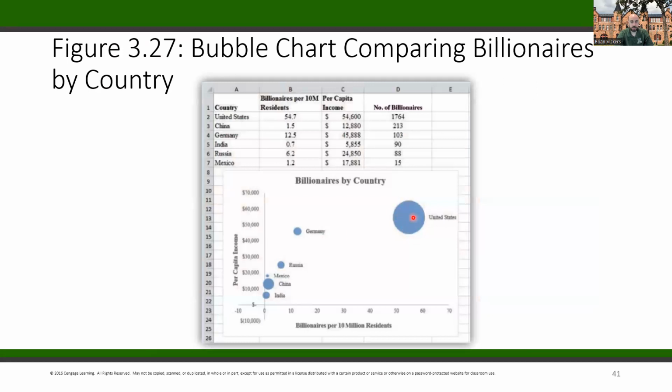You can see the United States has the most billionaires per capita, and as a raw number, China, the per capita income of the citizens there very low, still has the second most number of billionaires, and so on. So 3 different values we want to represent. This is the bubble chart showing that.